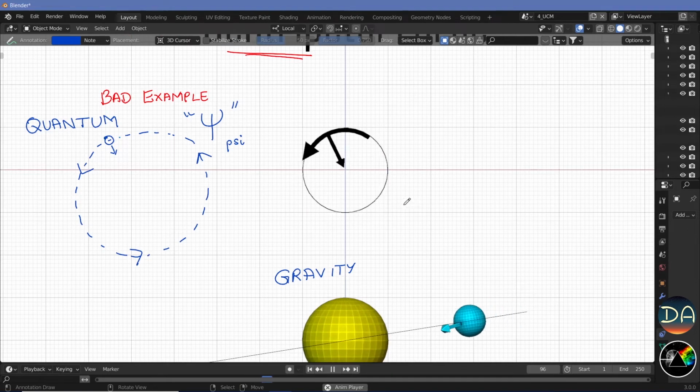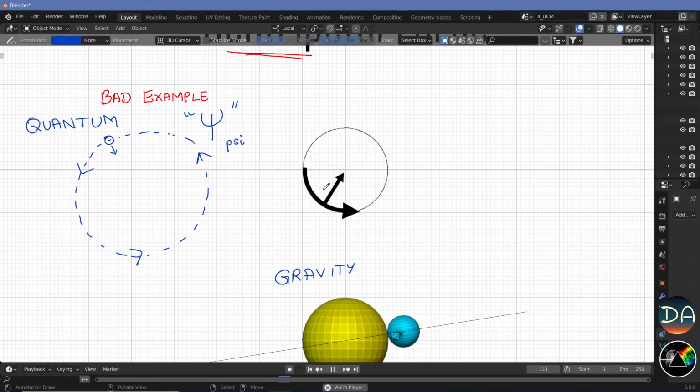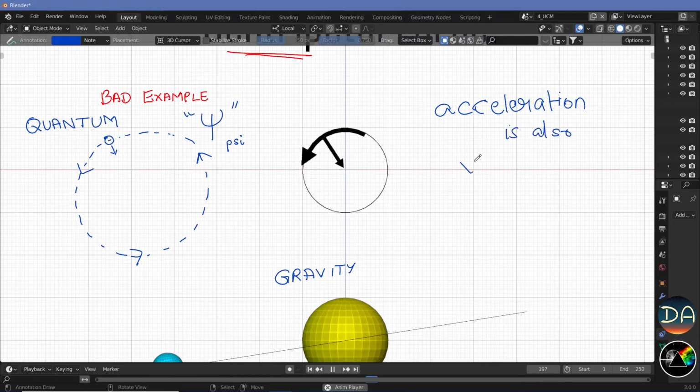Before we move on, another thing that's necessary to note is that the direction of force is always changing. As you can see over here, because the direction of force is changing at any point of time, the acceleration is also variable.